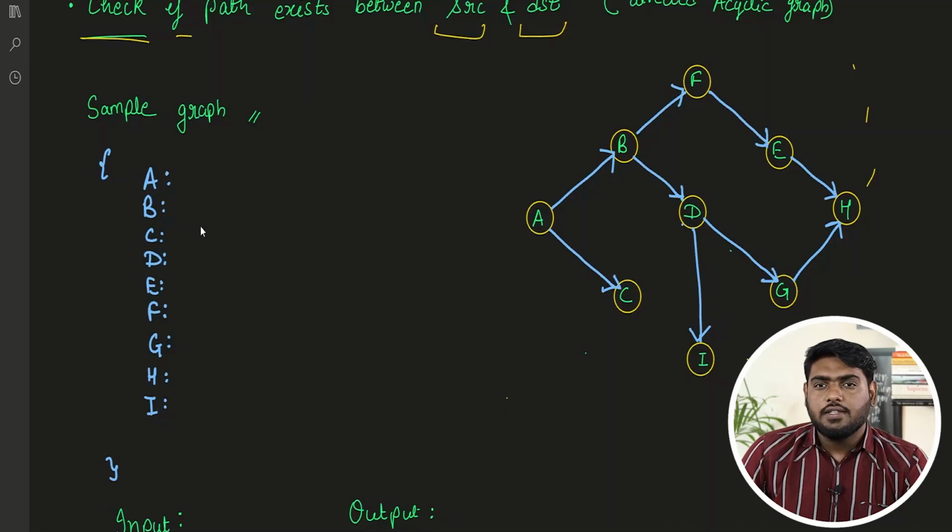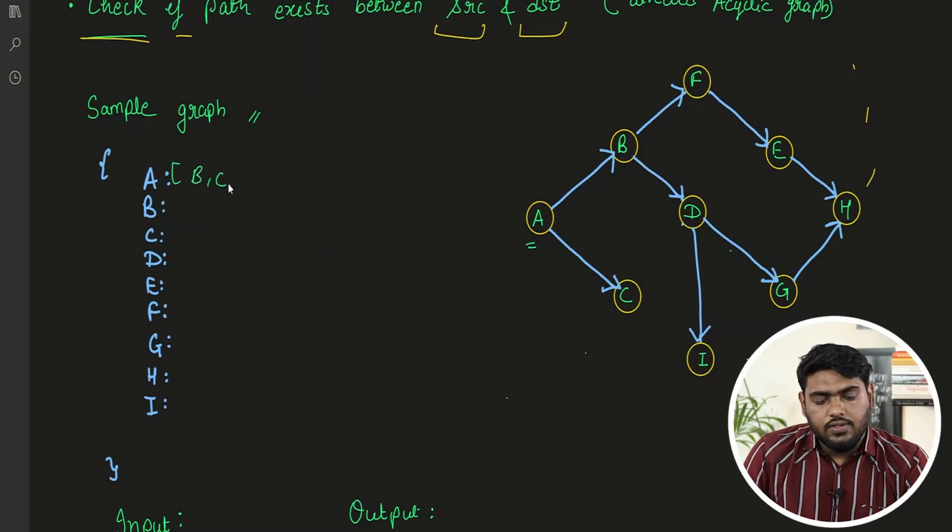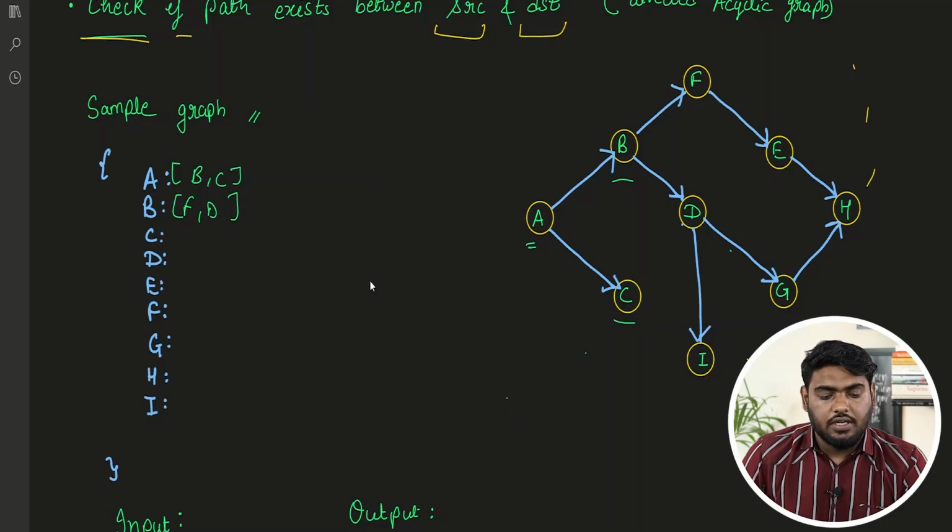You can take any relevant data structure that you find suitable. I have already made up these keys. Now let's see what are going to be the edges. So A, what are the neighbors of A? B and C, right? These two. Then quickly, what are the neighbors of B? F and D. Then for C, if you want to see, C does not have any further neighbors. That means I'm going to put an empty list here.